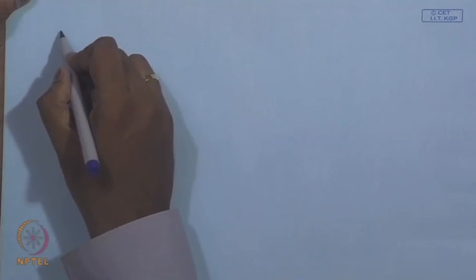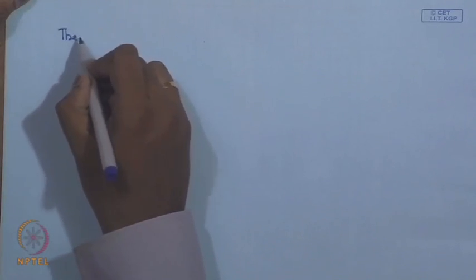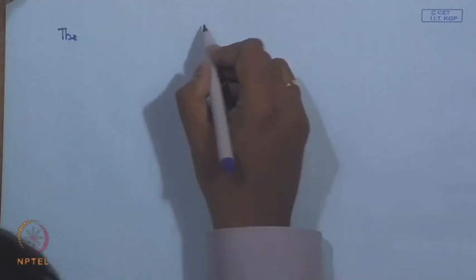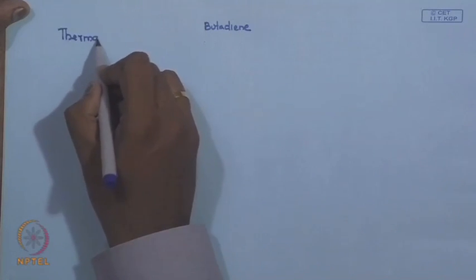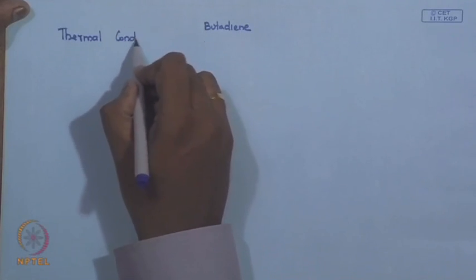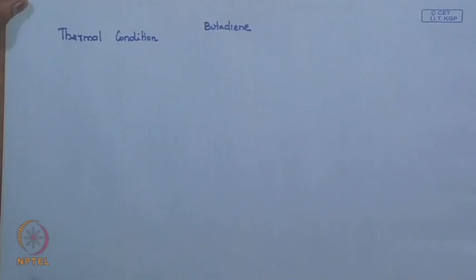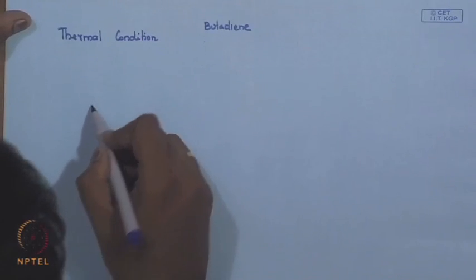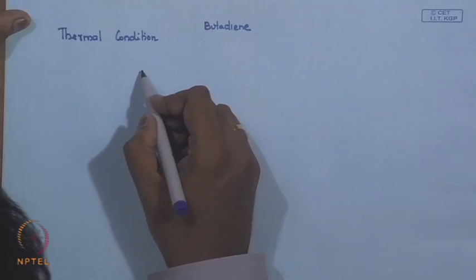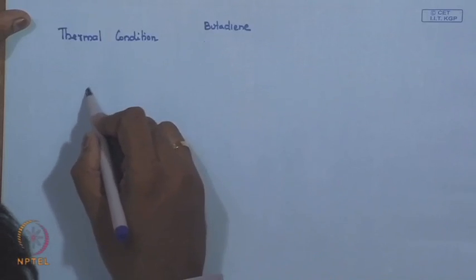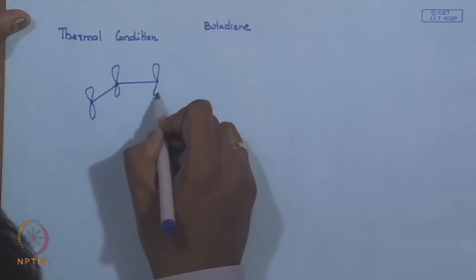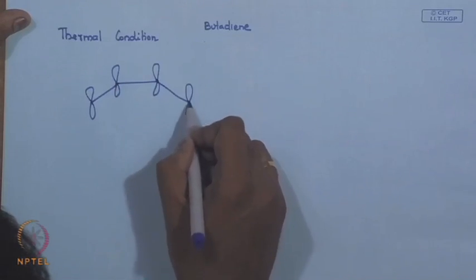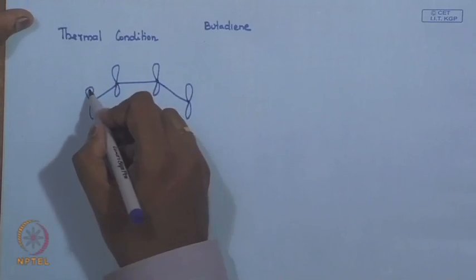Now, we will do the thermal condition. I will take a 4n pi system. So, I will take butadiene because it is a simple system. I will just understand its stereochemistry in thermal condition and see what happens. I have a cyclobutadiene, for example, and I will just go with the orbital. Going with the molecular orbital is nice because that helps you understand things very easily.